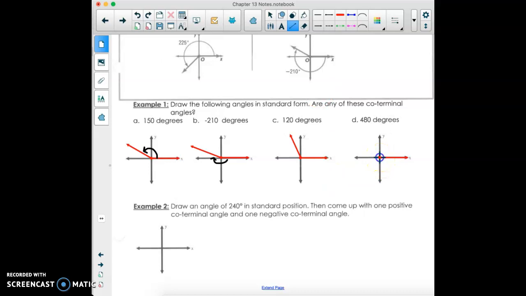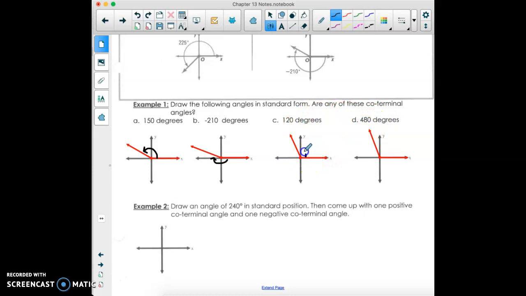480 degrees. This is positive, so I'm going to start here and I'm going to go up. I have to go a full 360 degrees around. And then in order to get to 480, I have to add another 90 and another 30 to get to about 120 degrees here. So now how do these two arrows look different? They look coterminal, but how do I know that these are two different angle measures?